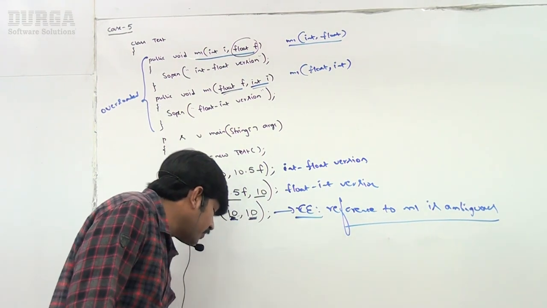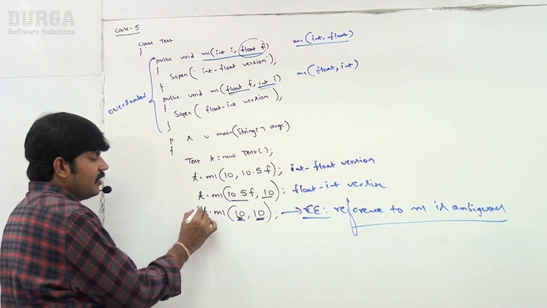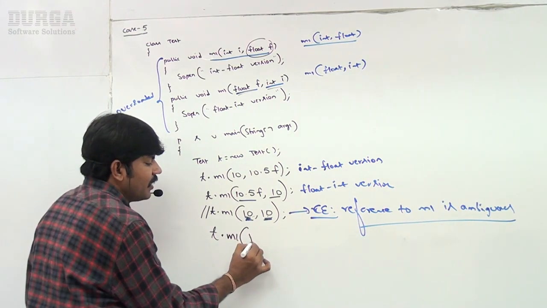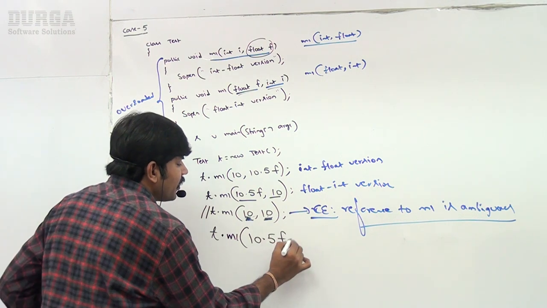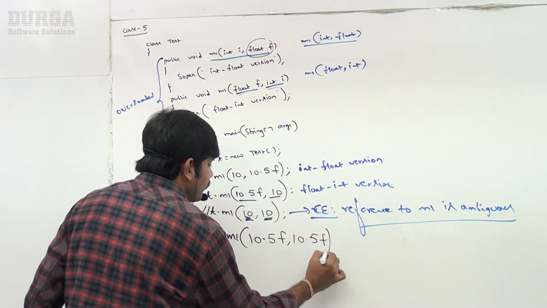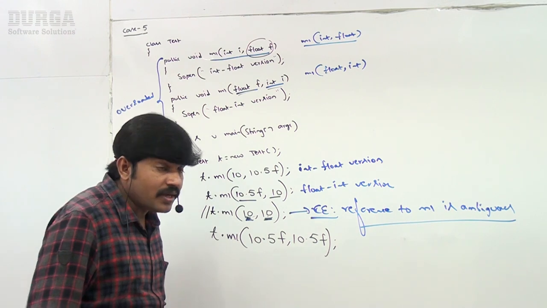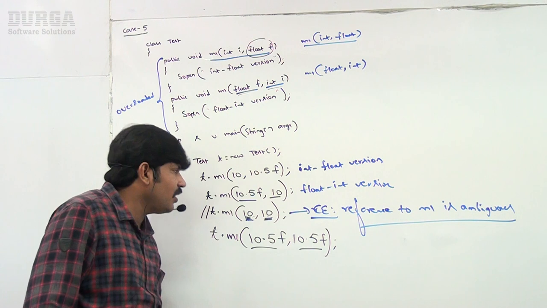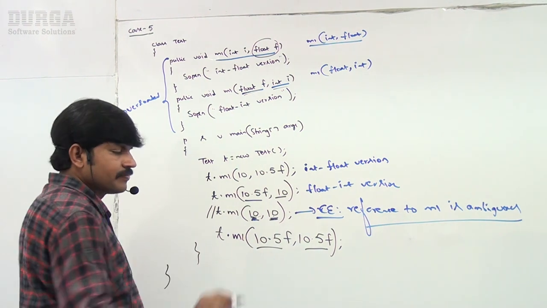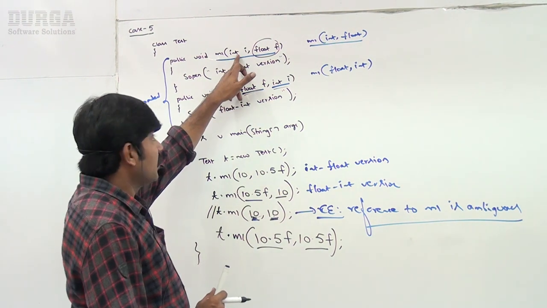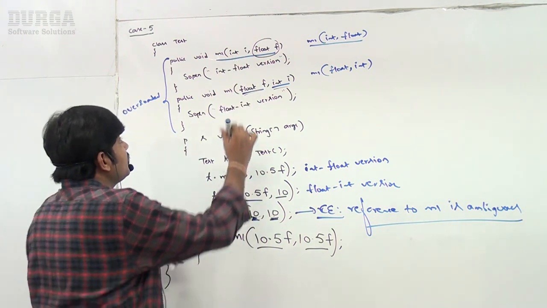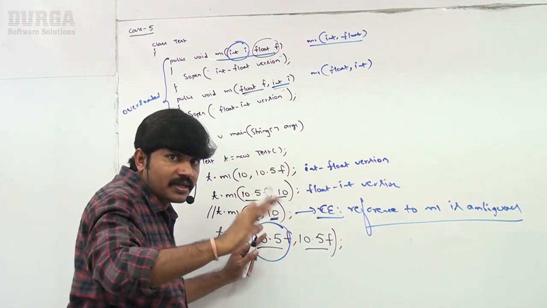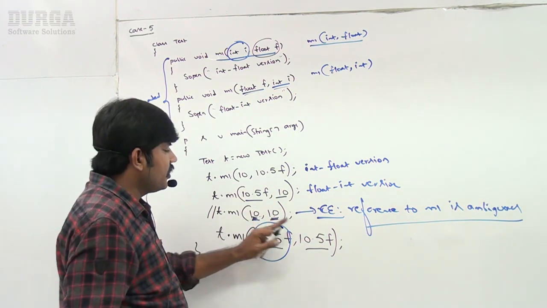Now I have one more case, right? Okay, let me comment this one. Now, T dot M1 of 10.5F comma 10.5F. Sir, both are float. Can you please tell who is going to get the chance now? The first one is not matched because the first argument always expects int, but you are providing float. Float to int conversion is not there, int to float is there. So it is wrong.